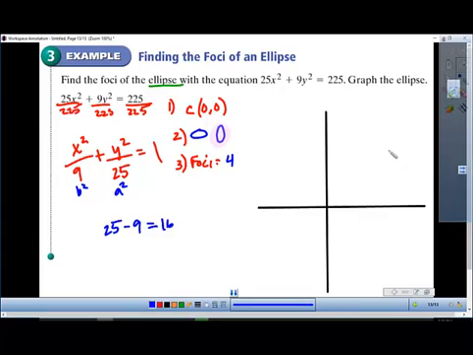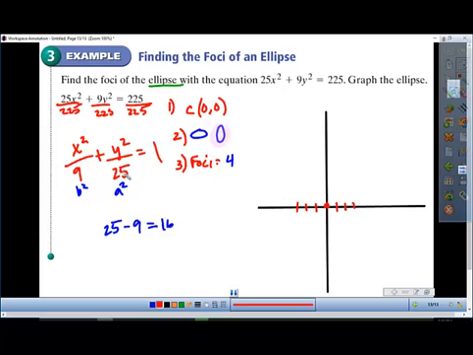Coordinate plane. Okay, so our center is at 0, 0. I'm going to go ahead and put that. Now, in the x direction, I'm only going 3. So 1, 2, 3. This is our minor axis, so the total distance of our minor axis is 6.